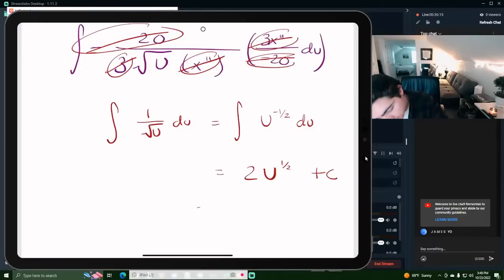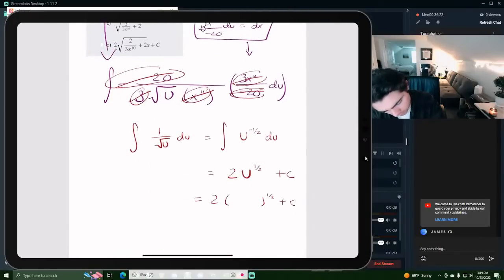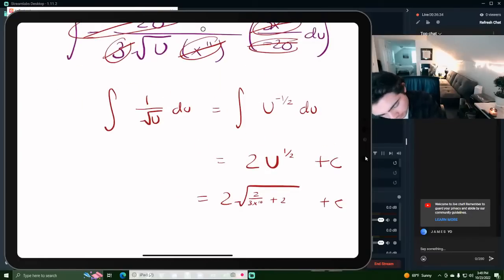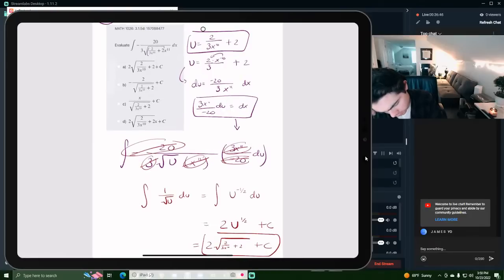We have our answer pretty much, but we just need to plug back in the u, which was 2 over 3x to the 10th plus 2. And to the 1/2 power is the same thing as the square root. So we are looking for something along these lines. And where do we see that? We see 2 square root of, looks like option A. Yeah, not too bad.